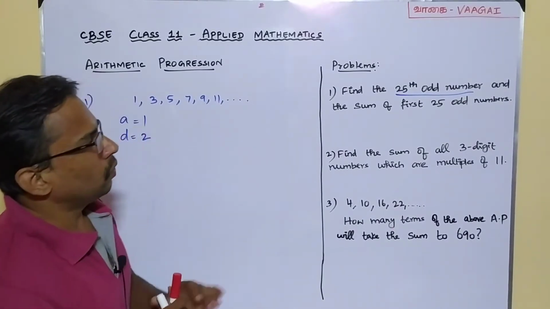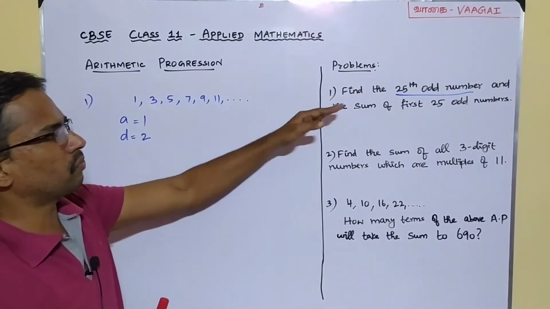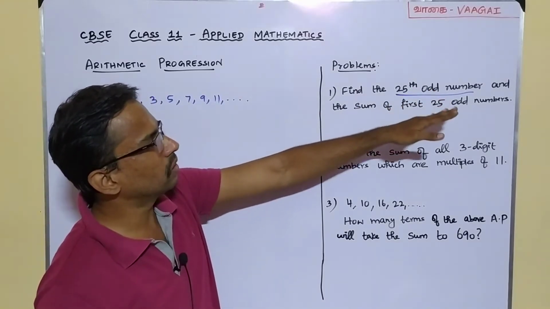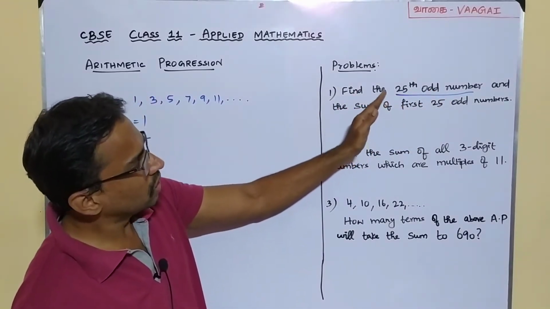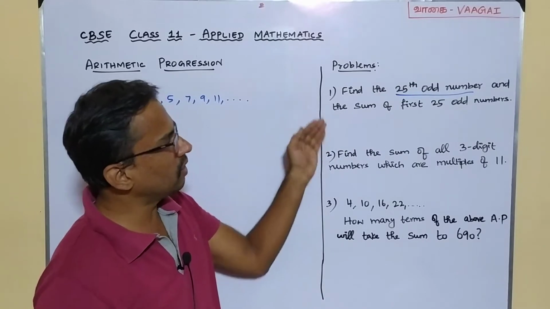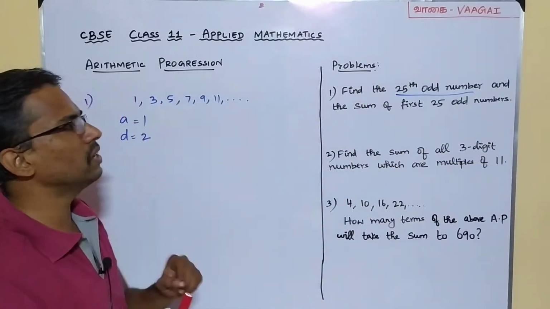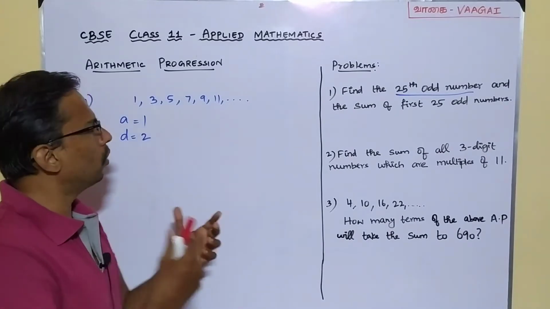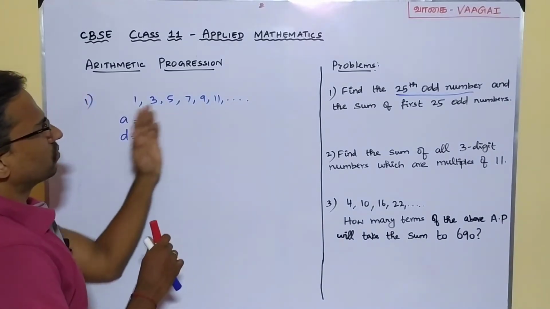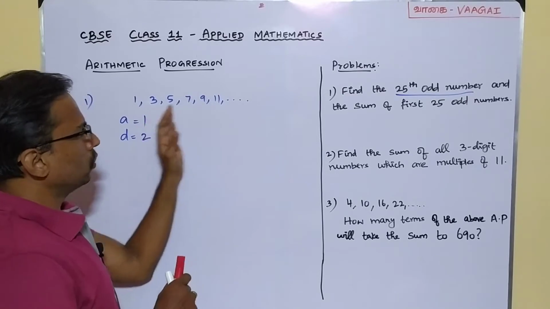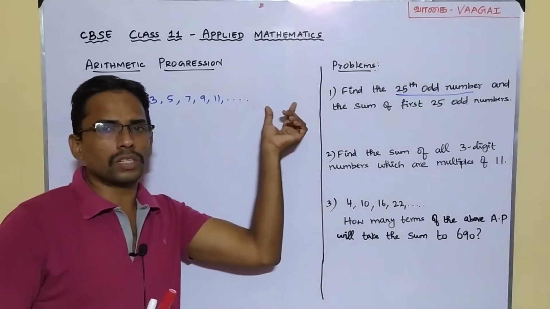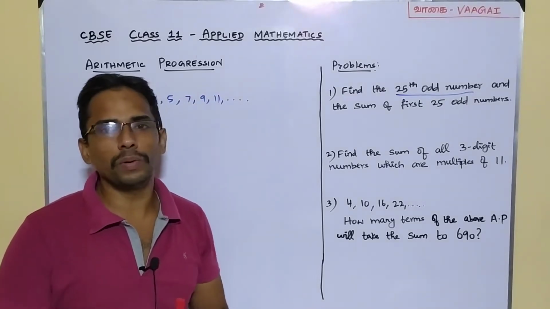And what else do we have to find here? We need to find the 25th odd number first, and then the sum of the first 25 odd numbers. So let's try to find the 25th odd number. If we continue the sequence, the number that comes as the 25th term is going to be the 25th odd number.